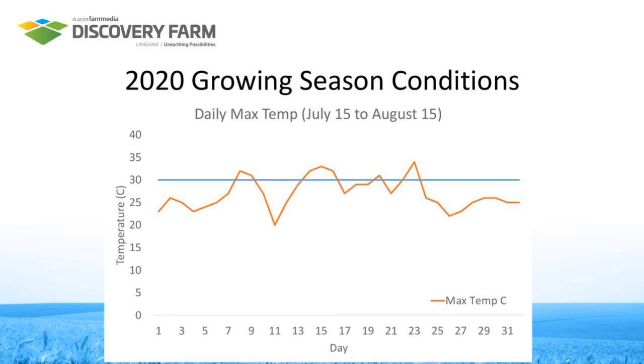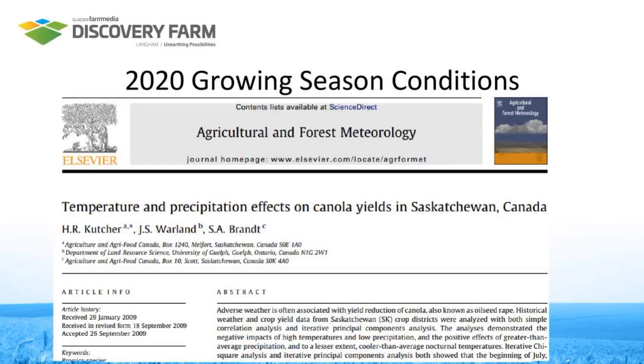And indeed, it's been long understood that temperature and precipitation does have an impact on canola yield, even going to research from 10 years ago now, where it was determined that temperatures above that 30 degrees Celsius range at the flowering has a significant impact on limiting canola yield.